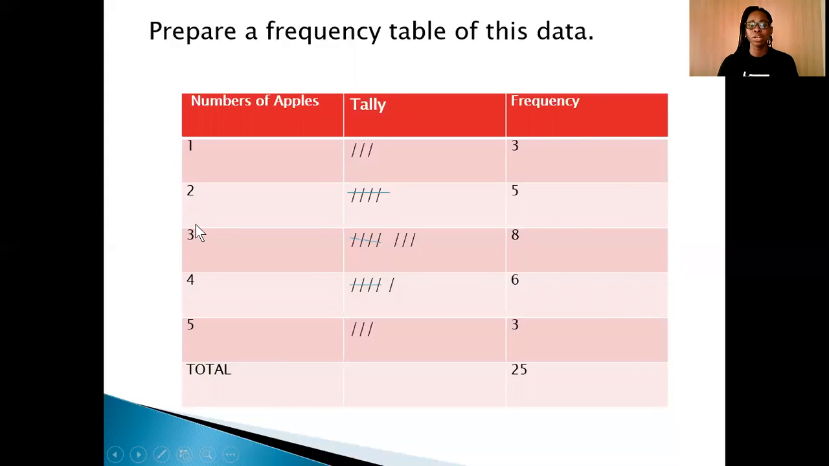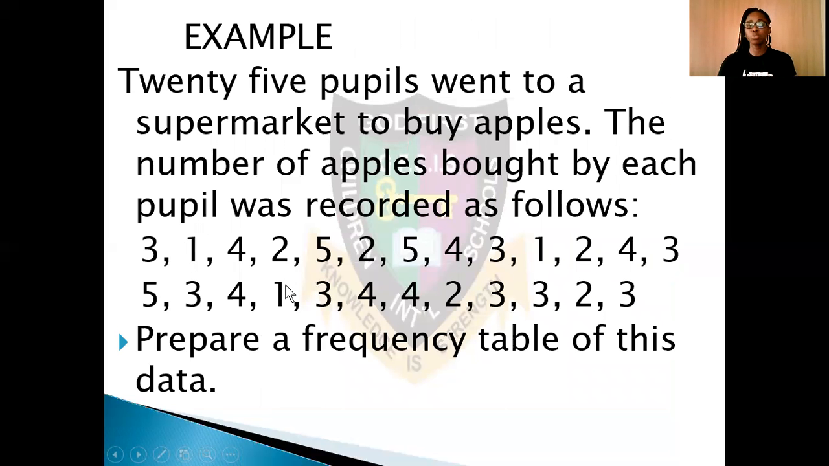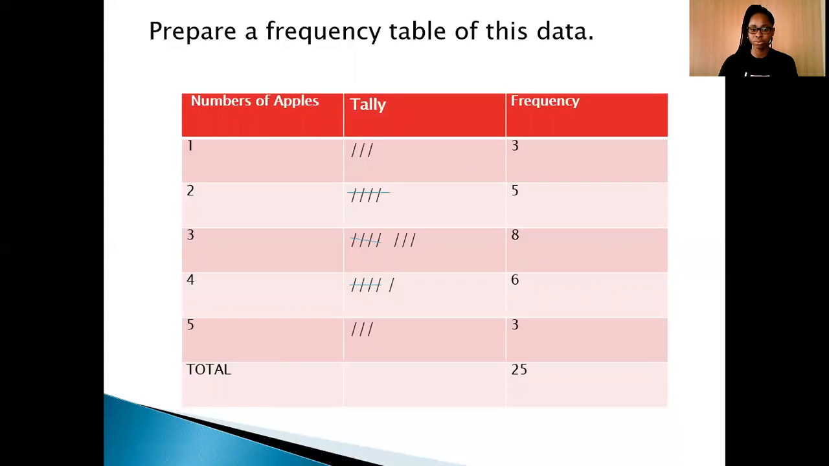So let's look at the number of people that bought only 1 apple. We have 1, we have 2, and we have 3. So we have 3 people that bought 1 apple. So our frequency is 3.